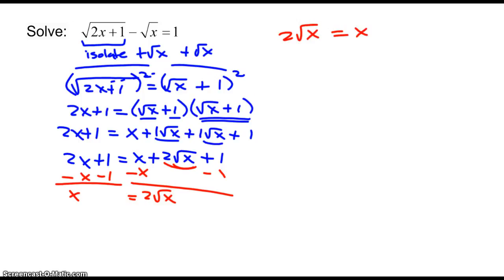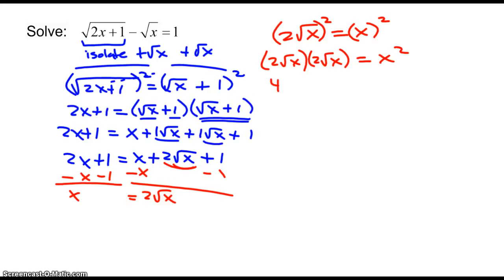Okay, now, I have a term that has square root of x. Now I could divide both sides by 2 right now and really isolate the square root, but rather than introduce a fraction, since it's all one term, I'm just going to square both sides right now. Now what is this left side? It's a 2 square root of x multiplied by another 2 square root of x. And on the right side I have x squared. So I have 2 times 2 is 4, and square root of x times square root of x is x. So now I have 4x equals x squared.